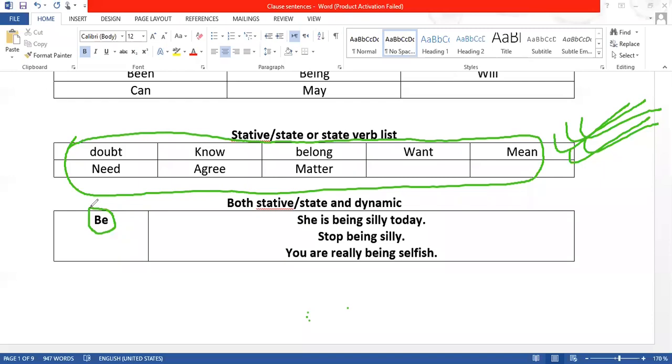Knowing, yes, no. Knowing. तो ये स्टेटिव हो गया.